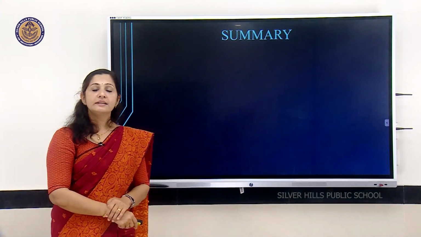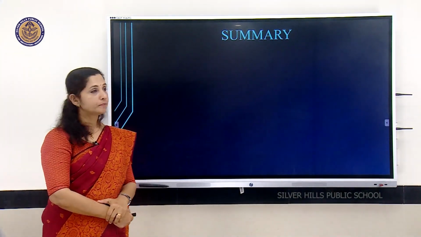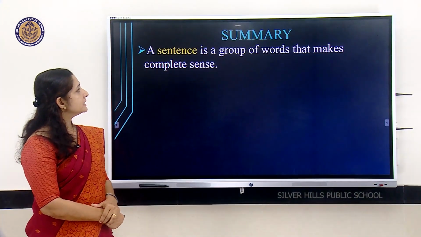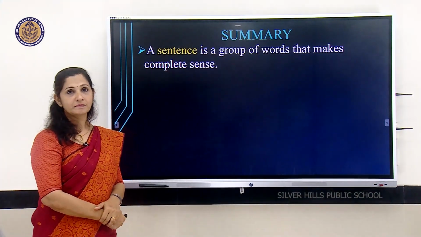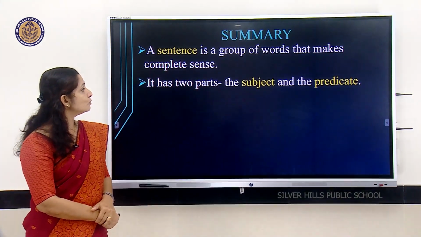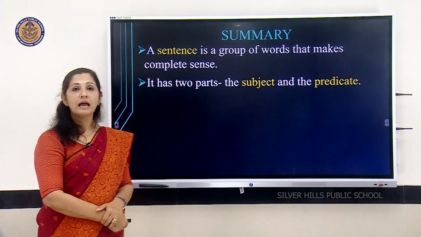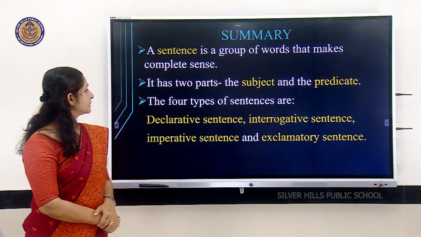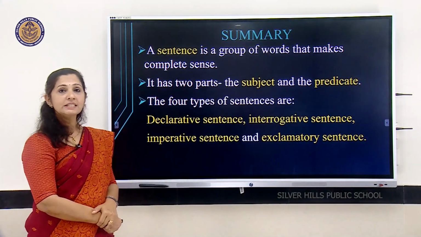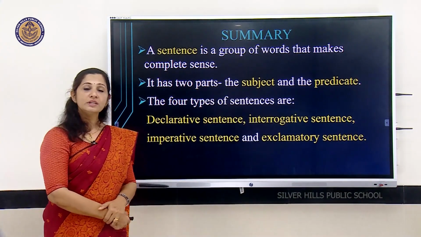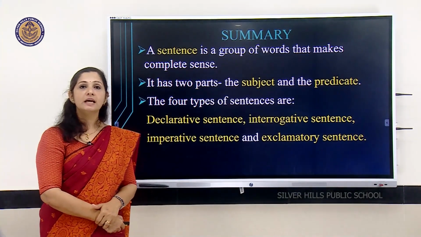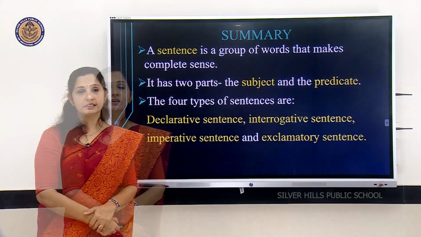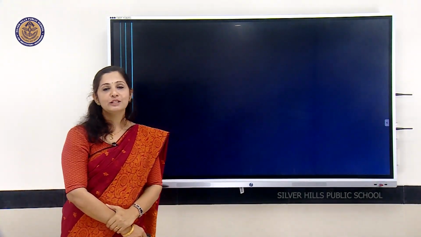Now let's summarize the points discussed today. A sentence is a group of words that makes complete sense. A sentence has got two parts, the subject and the predicate. The four types of sentences are declarative sentence, interrogative sentence, imperative sentence and exclamatory sentence. Thus, we have come to the end of this session.